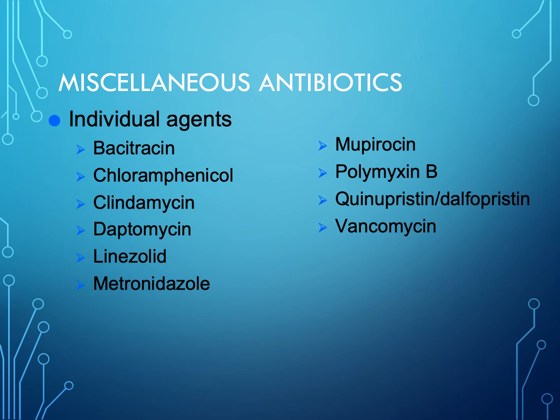And then there are some individual agents. Bacitracin, we use this a lot in irrigation and surgery. It's mixed in and we'll use it to irrigate. And then all these other ones too. You hear a lot of clindamycin, mupirocin. This is kind of an ointment type thing that you can also use on nasal packing, and it's effective against MRSA. So you can see why that would be helpful.